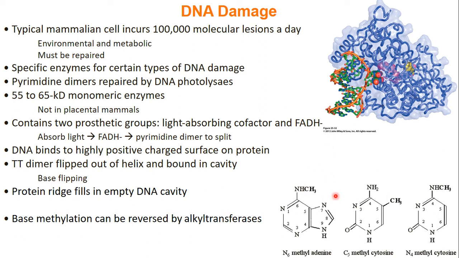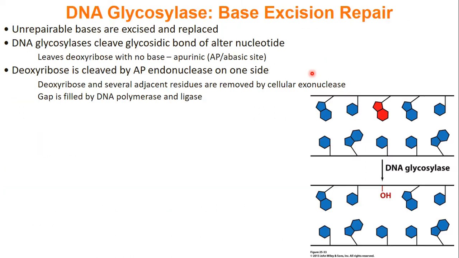Another example are alkyltransferases. These will fix the base methylation problems that we talked about in the previous video as well. So what do we do if we come across some type of damage that we don't have an enzyme for and we can't fix it?